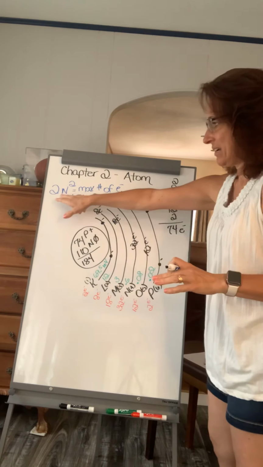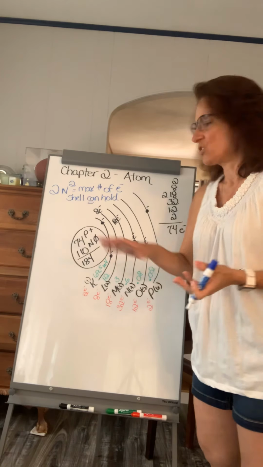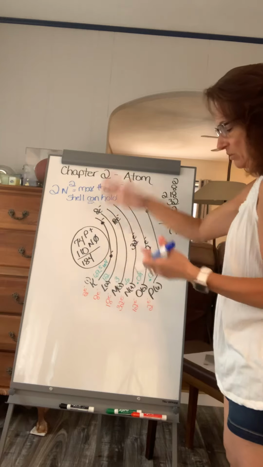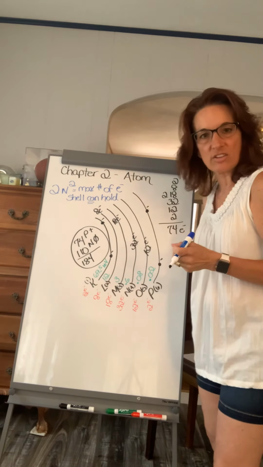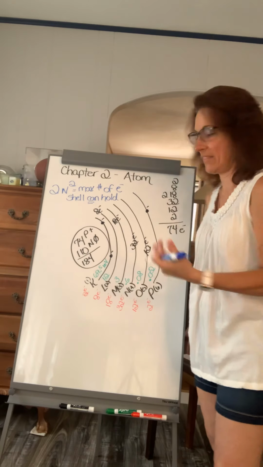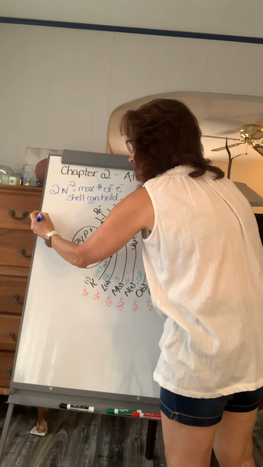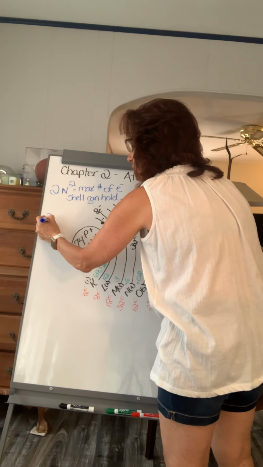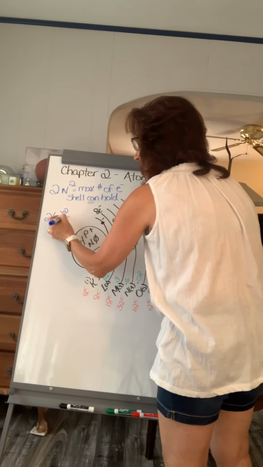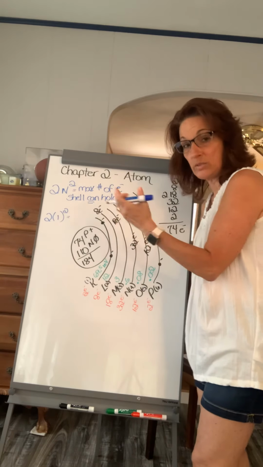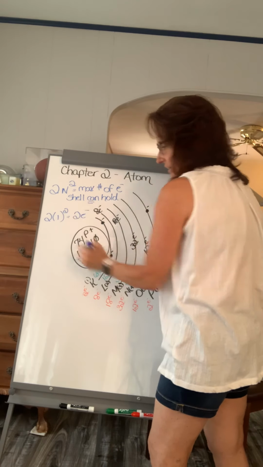So n is this number right here. It's called the principal quantum number. So that's what you replace in there. Let me give you an example. We're saying K is 1. How many electrons can K shell hold? 2. We've already said that. How could we prove it? Because if we use that formula and K is 1, then we could say 2 times 1 squared. Okay, so 1 times 1 is 1, times 2 means 2 electrons on K shell.